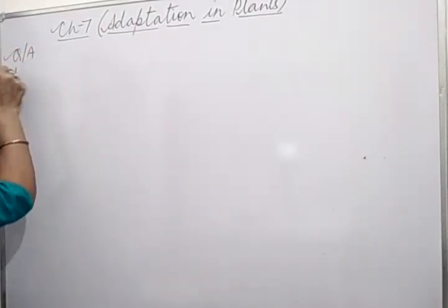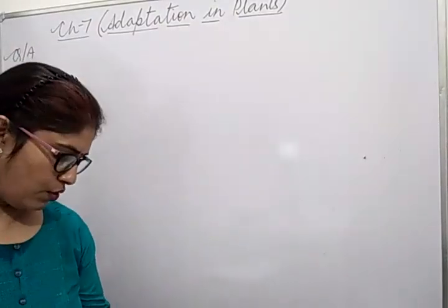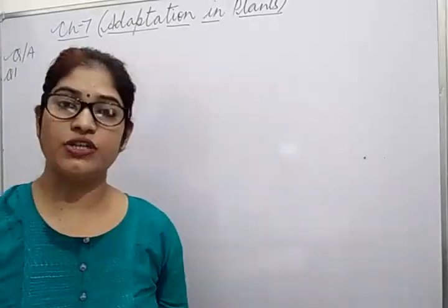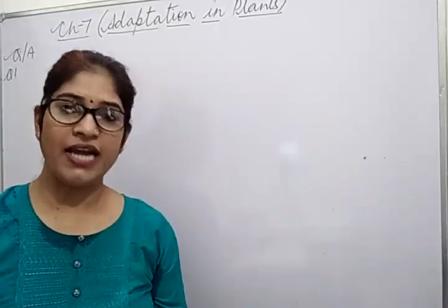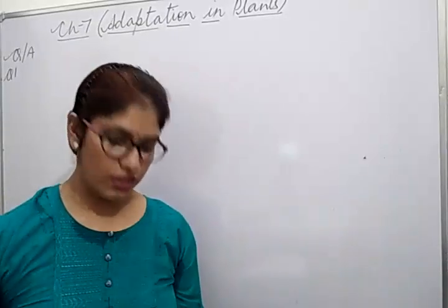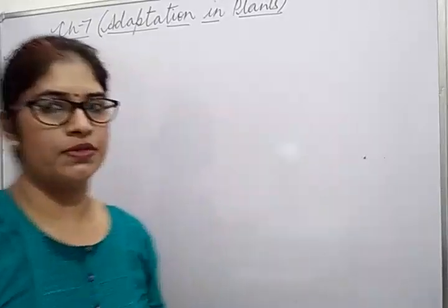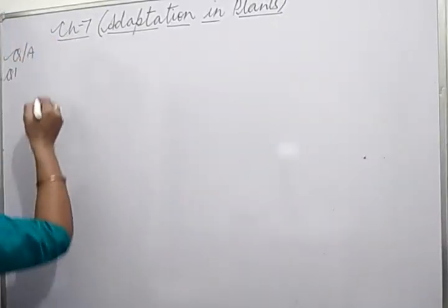What is question number 1? Let's start. And you can have your books also with you if you have. Otherwise, you can copy from the board. What is first question? Differentiate between terrestrial plants and aquatic plants. We have to write the difference between terrestrial plant and aquatic plants with their examples. So let's start.